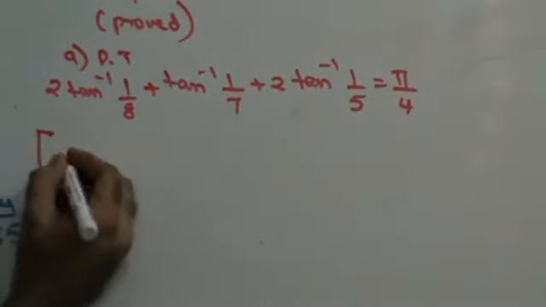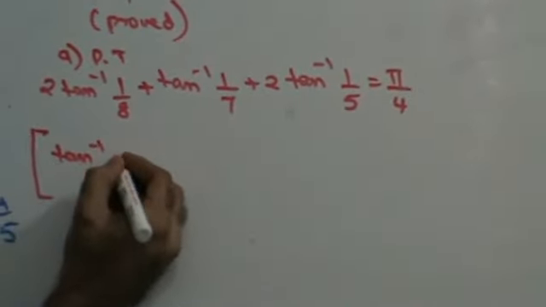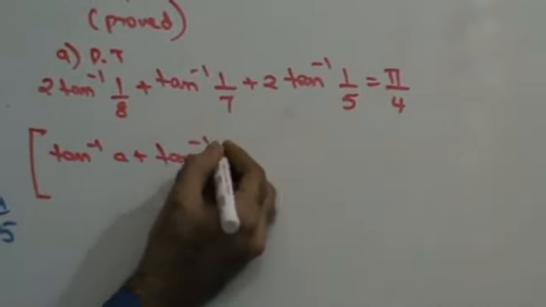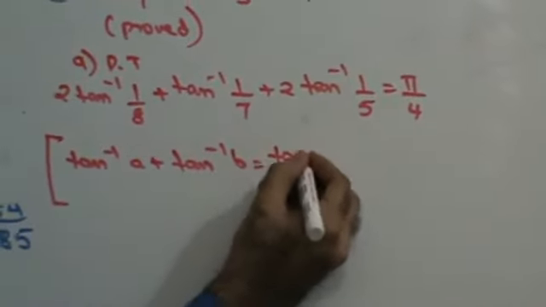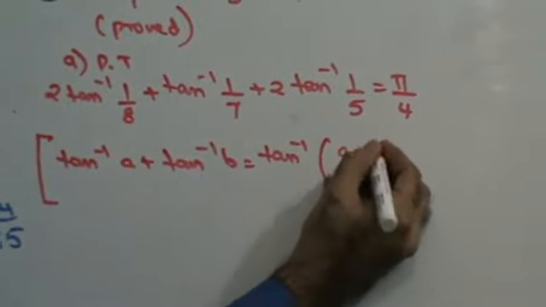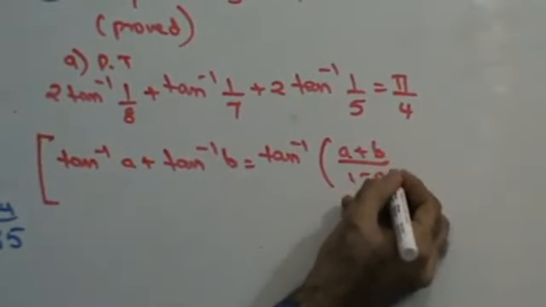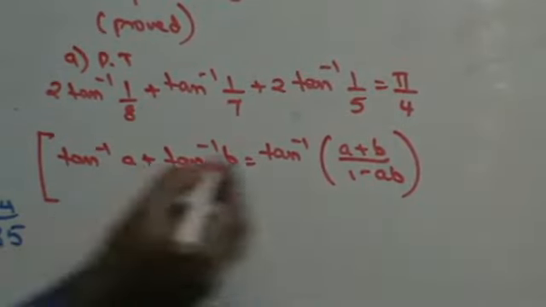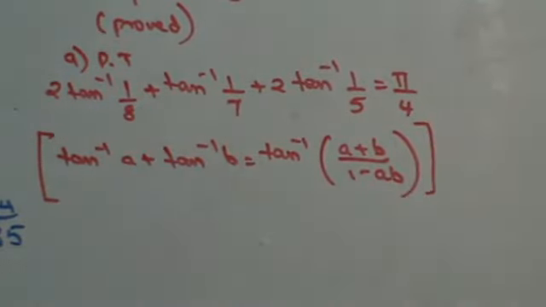Write this formula down. Tan inverse of A plus tan inverse of B is given by the formula tan inverse of A plus B upon 1 minus AB. Okay, so we are going to use this inverse formula. Let's start with the left hand side, people.